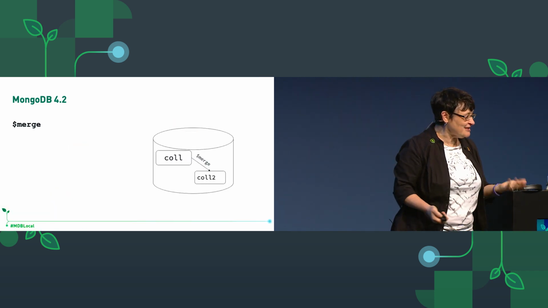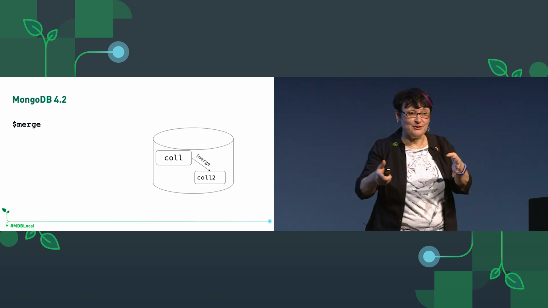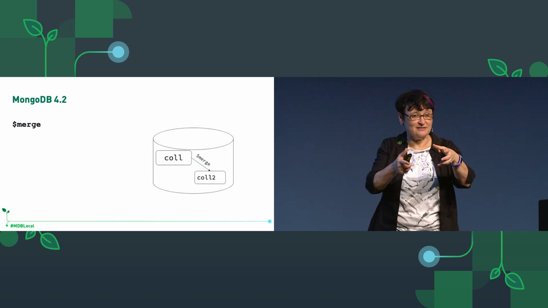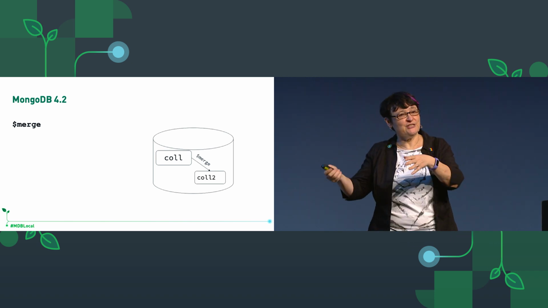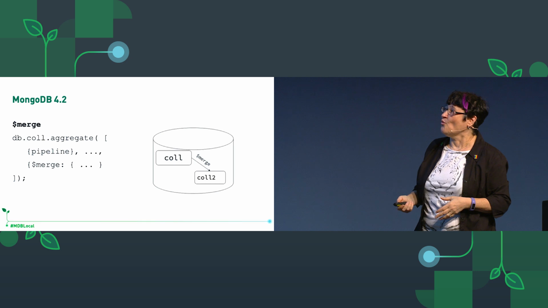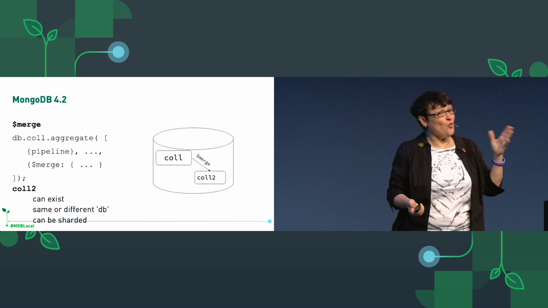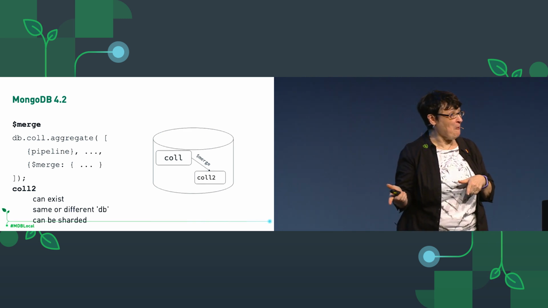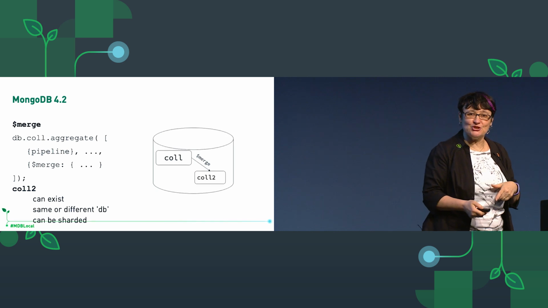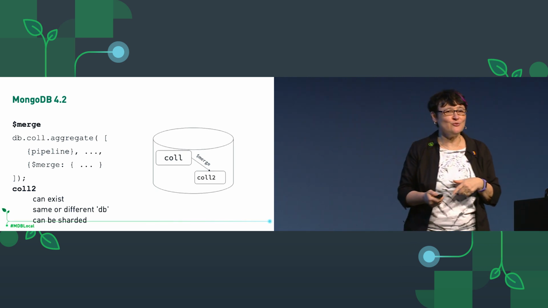And $merge is kind of like $out in the sense that it needs to be last in the pipeline. It'll do something with the result of the pipeline. But what it can do is put it into another collection where that collection can already exist and it won't be overwritten. It can be in the same or different database. And it can be sharded. Whoa, awesome. What can you do with all that?